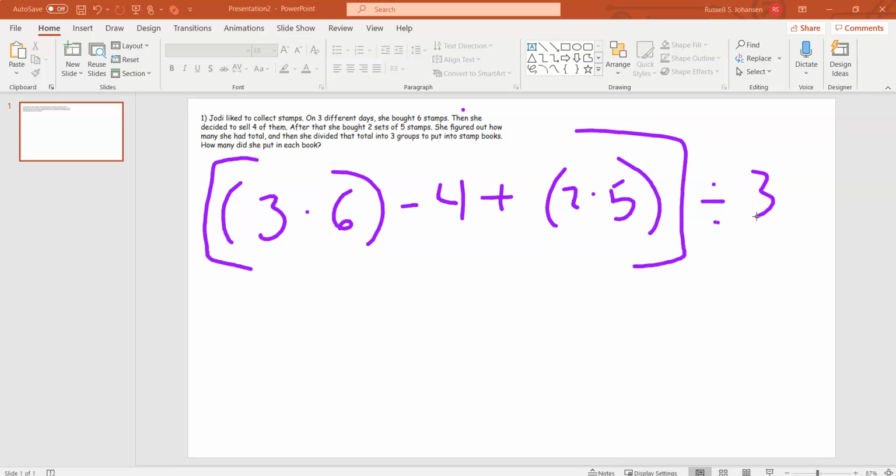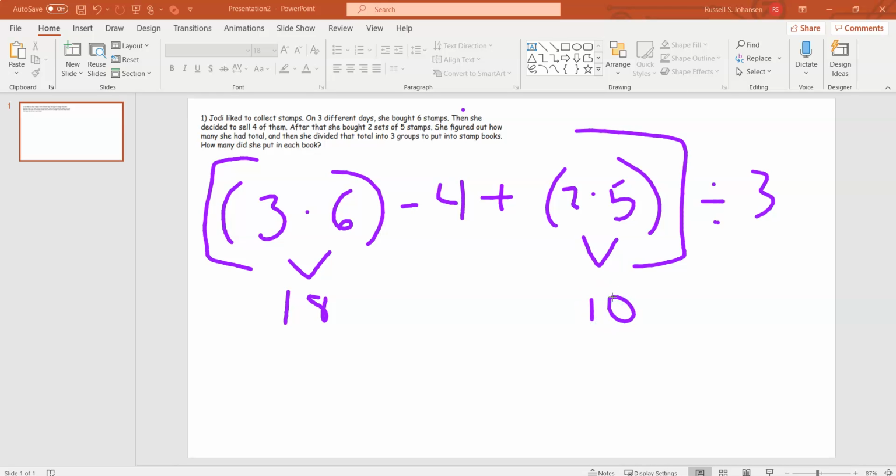This is the way you can set this up using parentheses and brackets. And then the strategy that I like to use is the drop-down method. I'm going to look for what's inside the parentheses, deepest inside the brackets first. I notice I've got a 3 times 6, and I've also got a 2 times 5. So I'm going to do those on the same line. 3 times 6 is 18. 2 times 5 is 10.